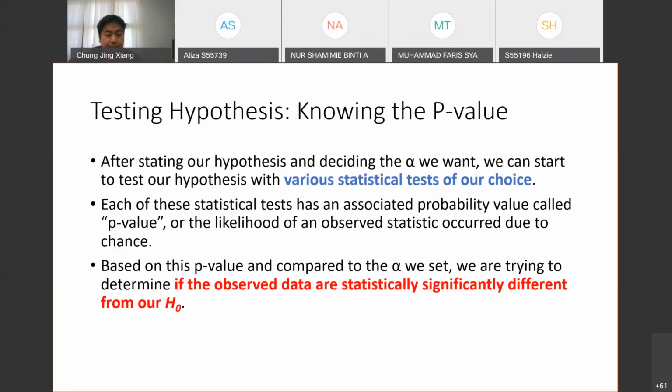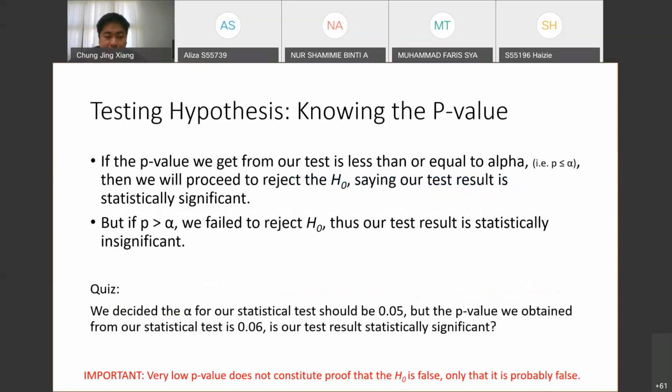If the p-value we get from our test is less than or equal to alpha, we can reject H naught and we say our test result is statistically significant. Because the probability of something happening by chance is lower than the error we allow ourselves to make. So we can reject the H naught and say that our test is significant. This is very common, right?